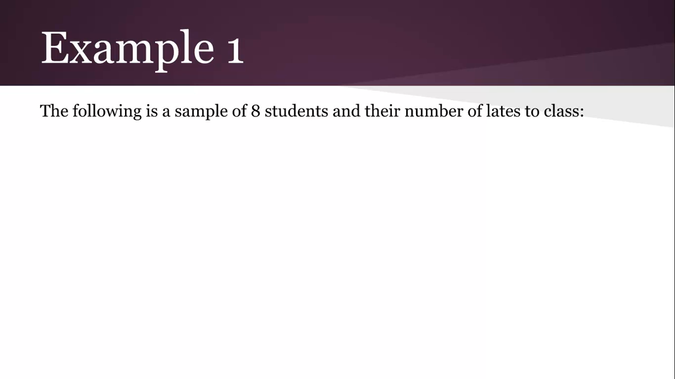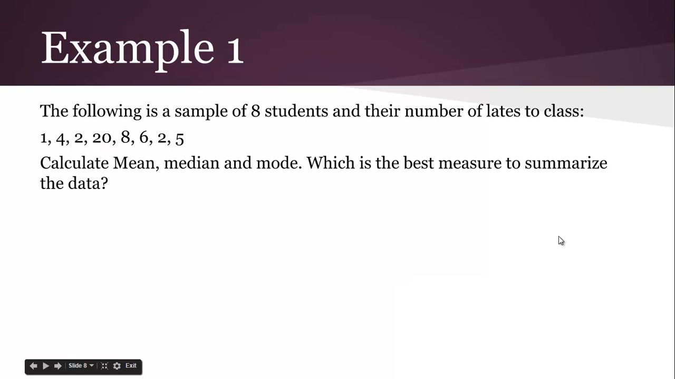First example, if you have 8 students and their number of lates to class, we potentially want to look at, we're going to calculate the average. To calculate the average, we just add them up, divide them. Calculate the median. The median is going to show up in the middle of the 4th and the 5th data point. And that's not in the middle of 20 and 8. It's the middle of 1, 2, 2, 4, 5. It's the middle of 4 and 5, which is 4.5.